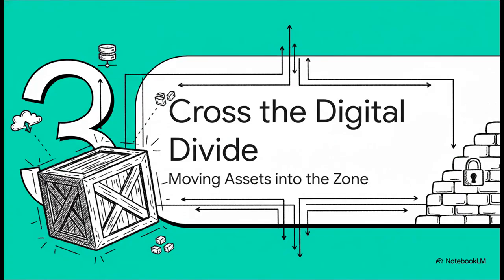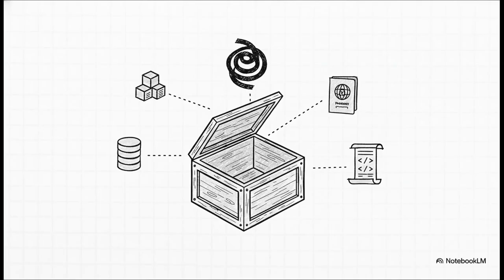All right, our supply drop is packed, it's labeled, and it's ready to go. Welcome to section 3, crossing the digital divide. Now we get to the really tricky part of the mission, actually moving all of these assets into that secure, completely isolated zone. So what's actually in this package we're moving?